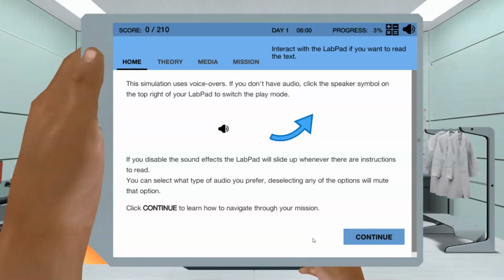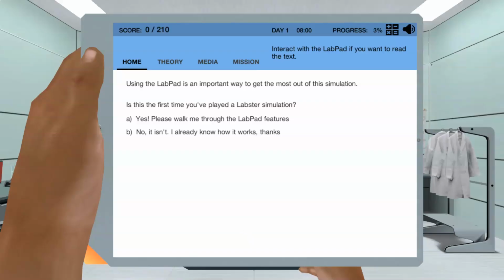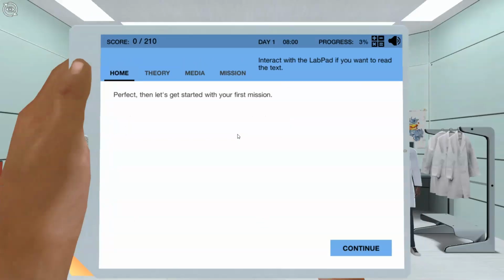Click Continue to learn how to navigate through your mission. Using the lab pad is an important way to get the most out of this simulation. Is this the first time you've played a Labster simulation?